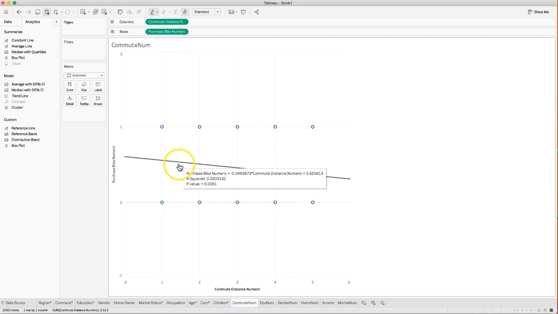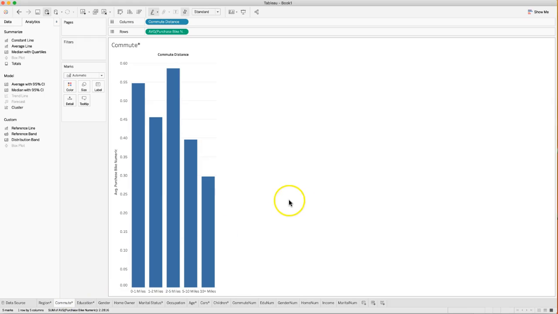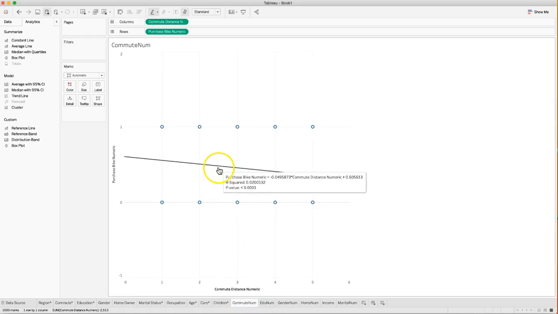Commute distance, also going down, but for a different reason. As people get further away, we noticed this before. Now this is my numeric version of this same one over here that's categorical. Remember how we noticed that as commute distance goes higher, purchase bike seems to go down with this big exception right here. But that's why I like to have both charts.